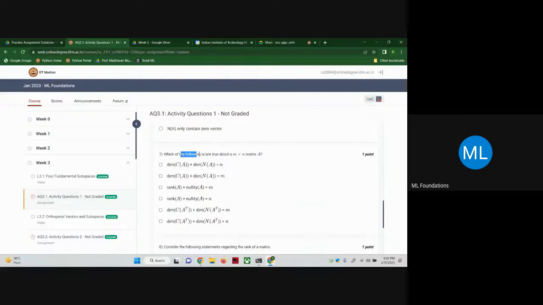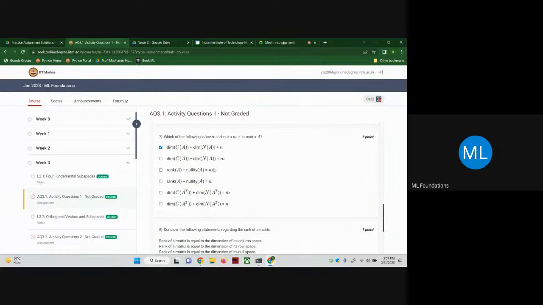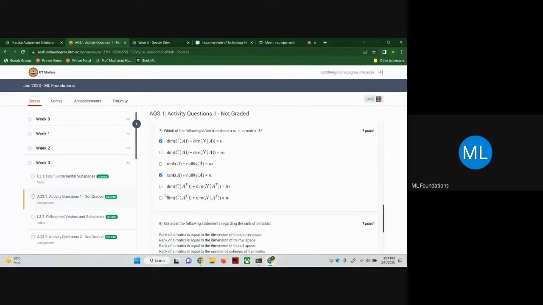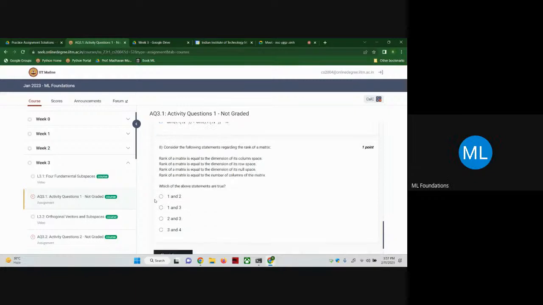Which of the following is true about an M cross N matrix A? Dimension of column space. The second one is false. Rank of A and nullity of A is equal to M, false. True. True. False. Yeah, that's false.